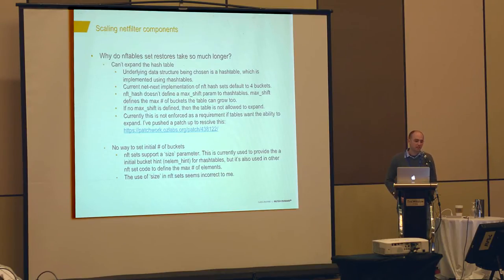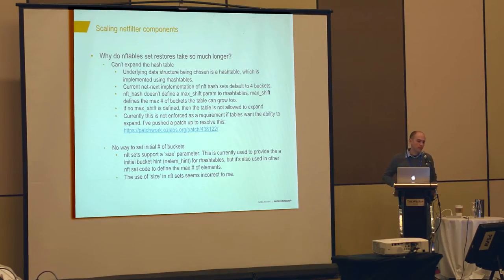All right. So right now there's a size parameter for nft sets, and it's used in two places. Currently in net-next, it's populating the nelem hint for our hash tables, which is supposed to state how many initial buckets you want to allocate for that table. But it's also being used as the ceiling on how high the set can grow. So these two really don't overlap.